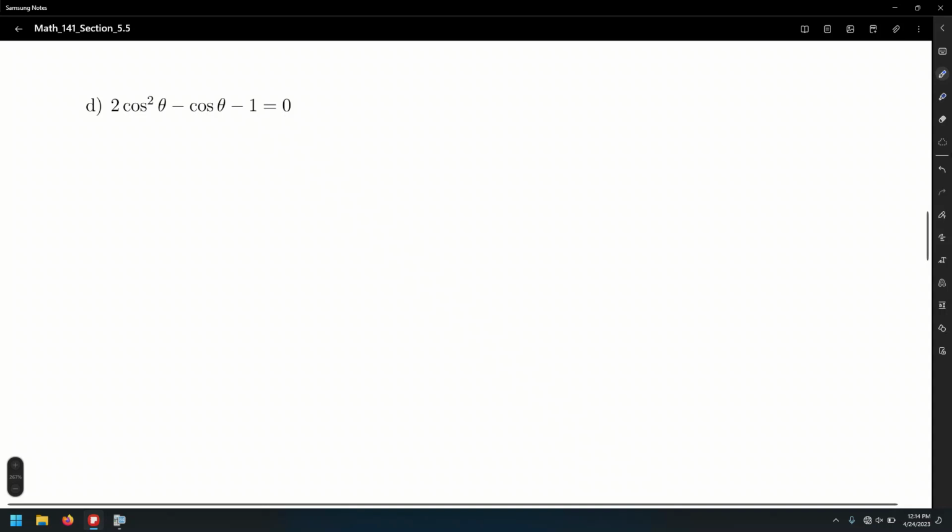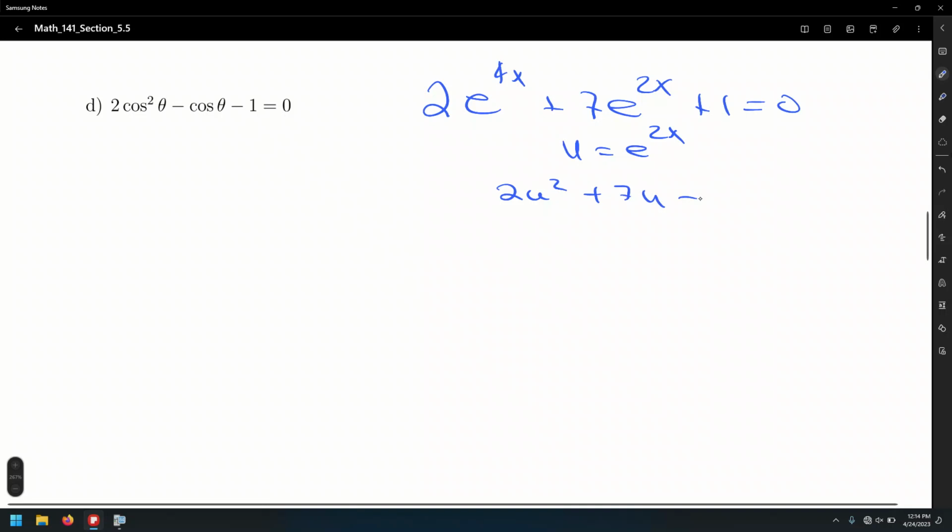You know, when we solved something like 2e to the 4x plus 7e to the 2x plus 1 equals 0, we said that u equals e to the 2x, and then 2u squared plus 7u plus 1. We turned this equation into a polynomial equation, a quadratic equation in quadratic form. Solve the quadratic equation for the value of u, or whatever variable, in this case we use u.